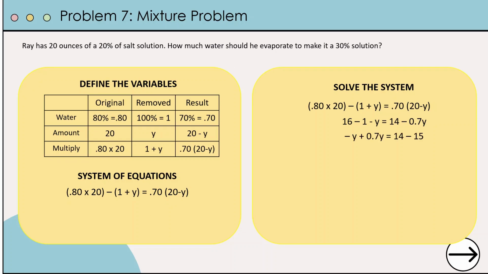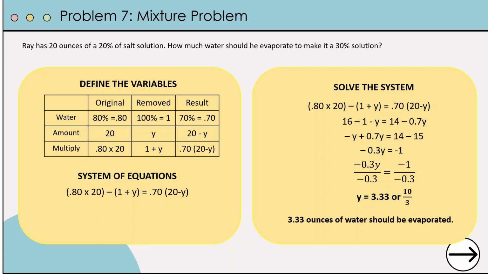With that, we get negative y plus 0.7y equals 14 minus 16. We simplify, we get negative 0.3y equals negative 2. Let's solve for the value of y by dividing both sides of the equation by negative 0.3. We get negative 0.3y divided by negative 0.3 is equal to negative 2 divided by negative 0.3. We simplify, we get y equals 6.67 or 20 over 3. This means that 6.67 ounces of water should be evaporated.